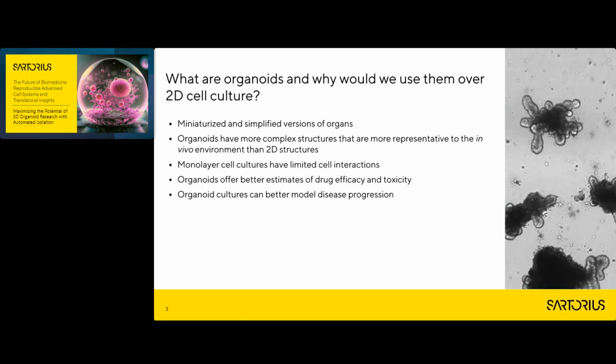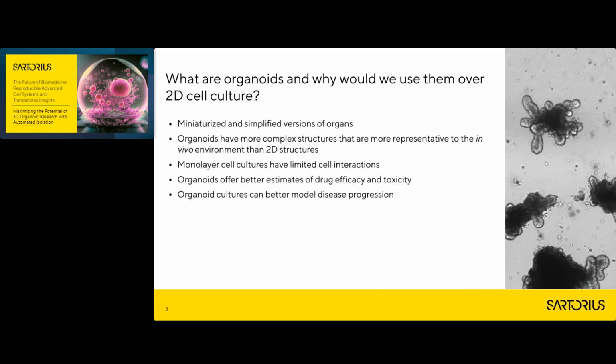To help overcome some of the challenges associated with 2D cell cultures, organoid models have been developed. But what exactly are organoids? Essentially, they are miniaturized and simplified versions of organs. These three-dimensional structures mimic the complexity and functionality of actual organs. They offer unique insights into intricate interactions and processes within biological systems, which were previously impossible to study in such detail. The key advantage of organoids is their complex structure, which is more representative of the in vivo environment.